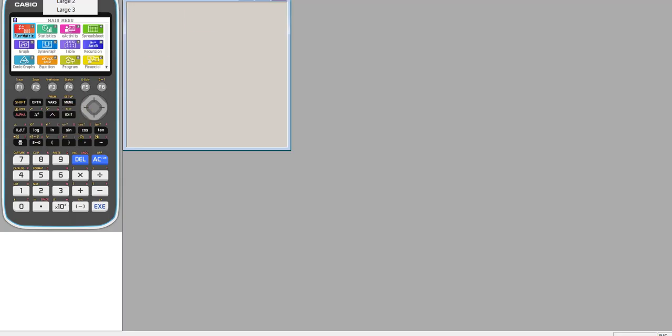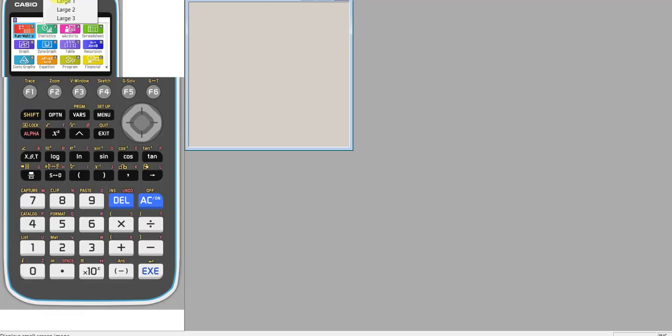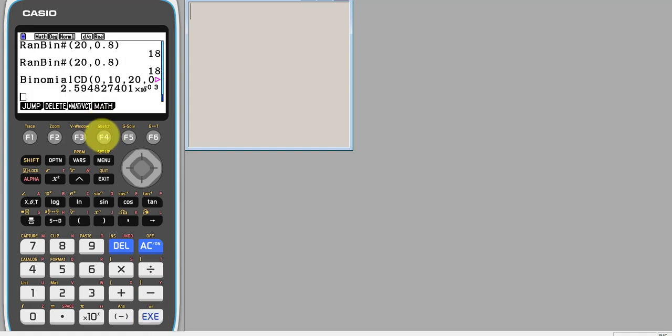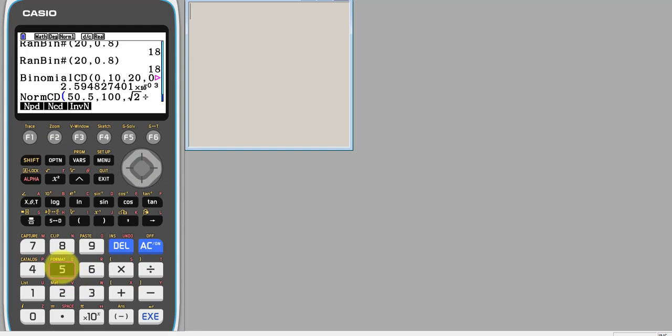Okay, and I'll just change the size here. Sorry, I should have gone into stats, distribution, normal CD, and in here I want 50.5 as my lower bound. I'm going to make 100 my upper bound. My standard deviation is root 2, and I have to make sure I'm outside the square root sign, divided by 5, and then my mean is 50.